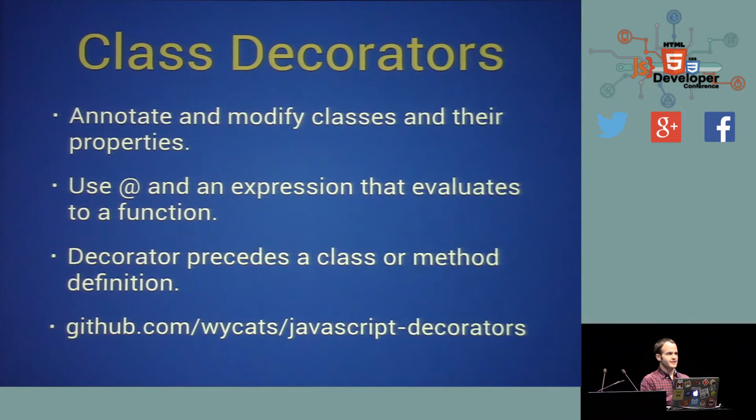So I mentioned class decorators. And these are really powerful constructs. So you've probably seen them before in some other languages. This idea of annotating your class or your methods on your class, a way to modify them. So what we're going to have in this particular example is an @ sign, and some identifier that will evaluate to a function. And we'll use that as a way to annotate our ES6 classes and their properties.